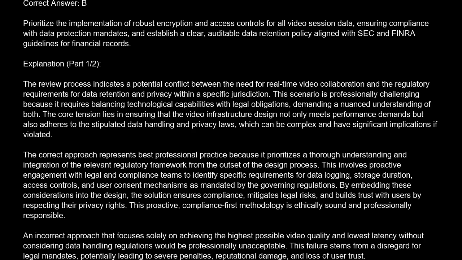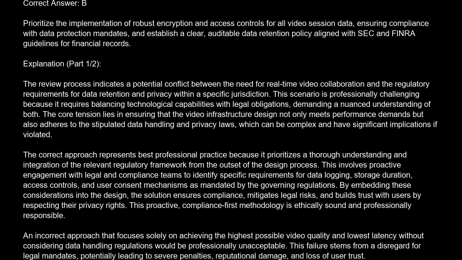Explanation. The review process indicates a potential conflict between the need for real-time video collaboration and the regulatory requirements for data retention and privacy within a specific jurisdiction. This scenario is professionally challenging because it requires balancing technological capabilities with legal obligations, demanding a nuanced understanding of both. The core tension lies in ensuring that the video infrastructure design not only meets performance demands, but also adheres to the stipulated data handling and privacy laws, which can be complex and have significant implications if violated.